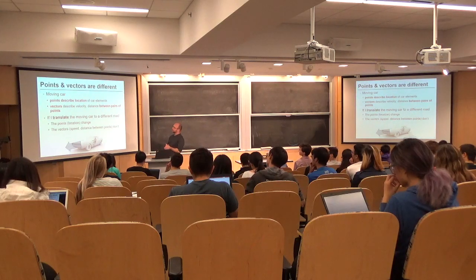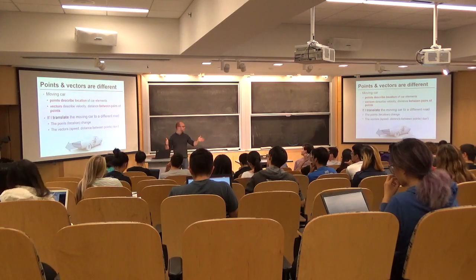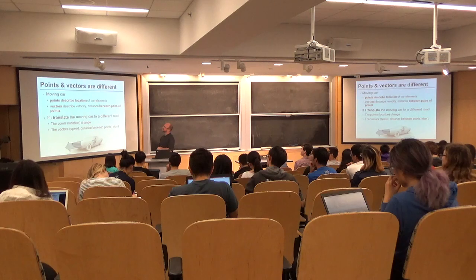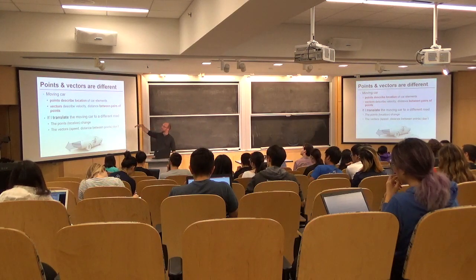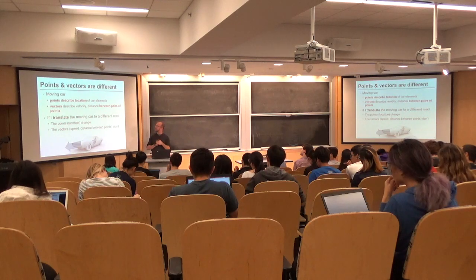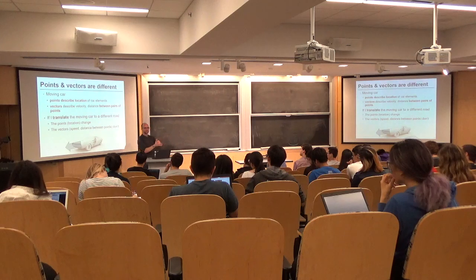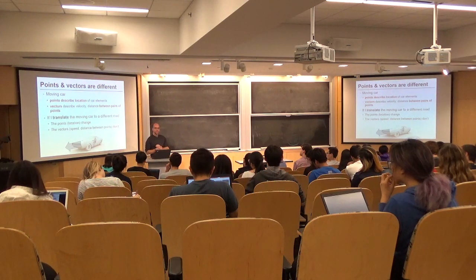So put another way, because in this class we like to repeat everything 5 times before we move on to the next point. Essentially, if we talk about a moving car, the point would describe its location, and vectors would describe things like velocities and so on. And of course, translating your car would be like taking a point and adding a vector to it.